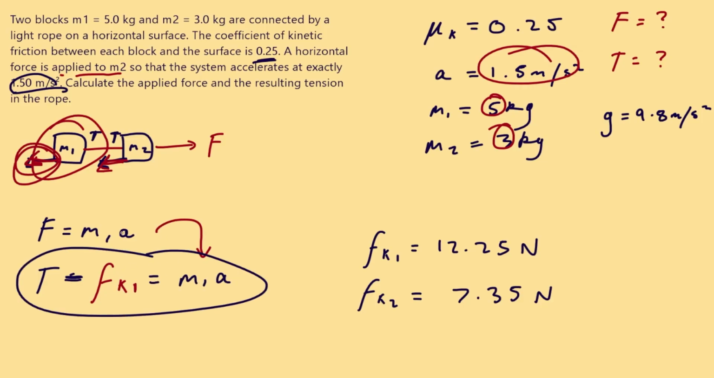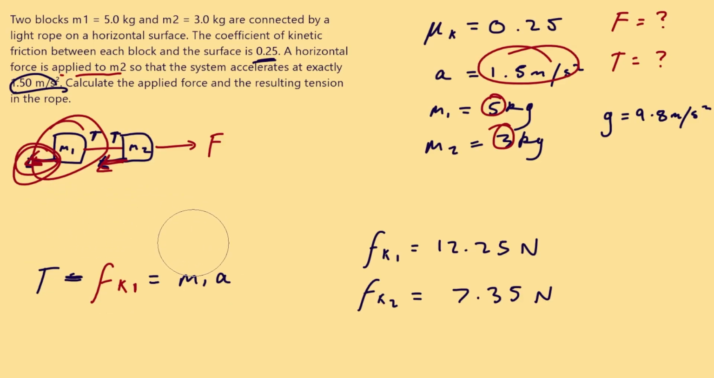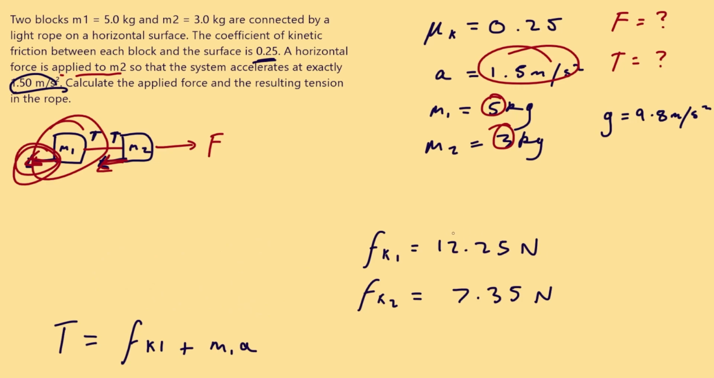This is our tension equation based on the forces and taken from Newton's second law. Let's rearrange by moving this to the other side. You get tension equals friction plus MA. Now we simply plug in our values.